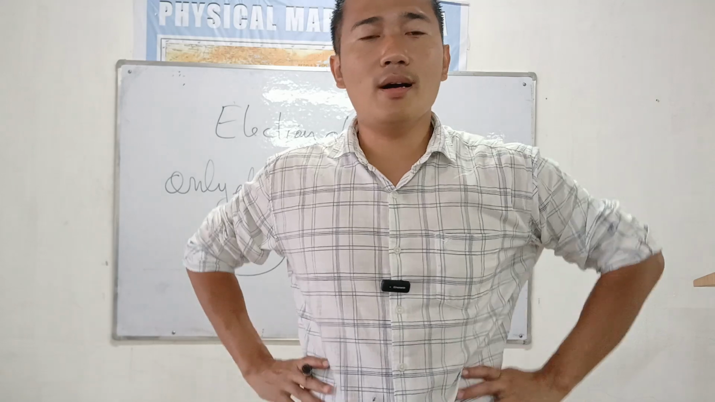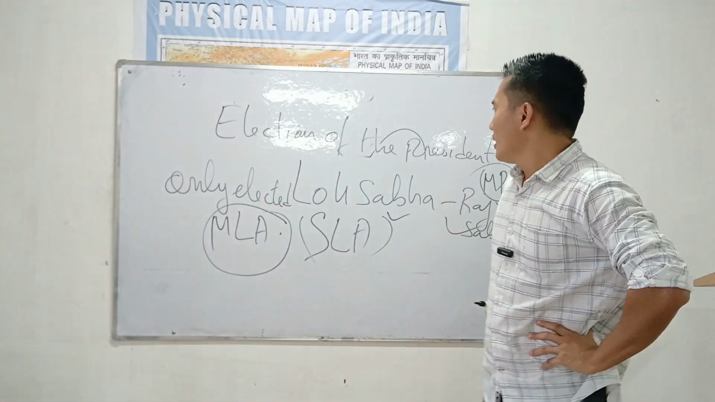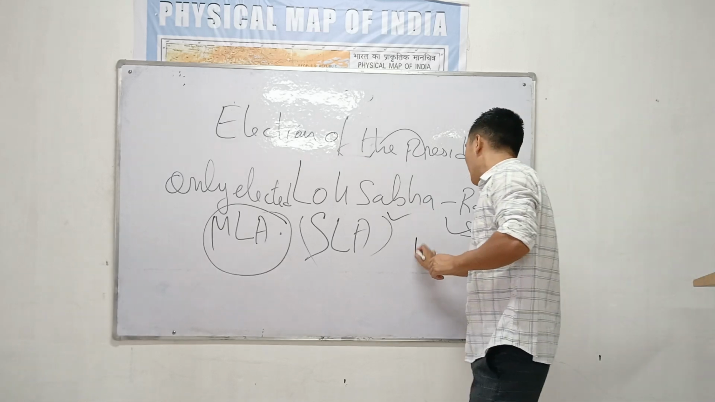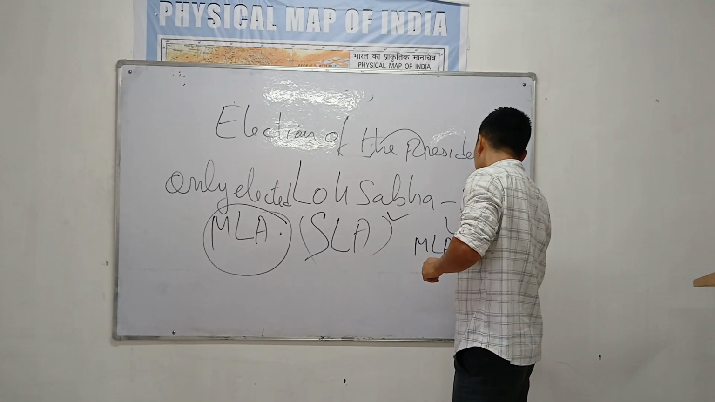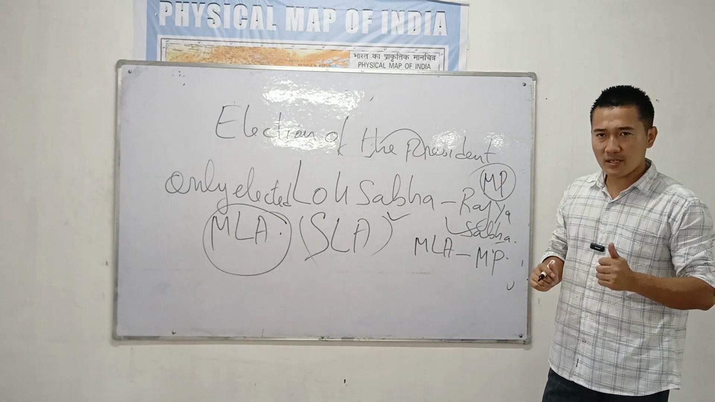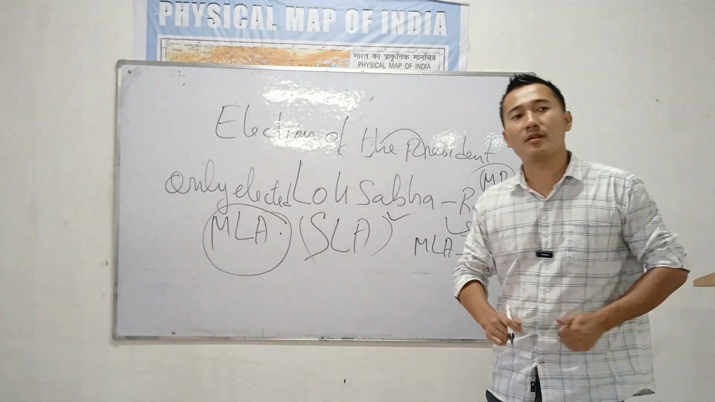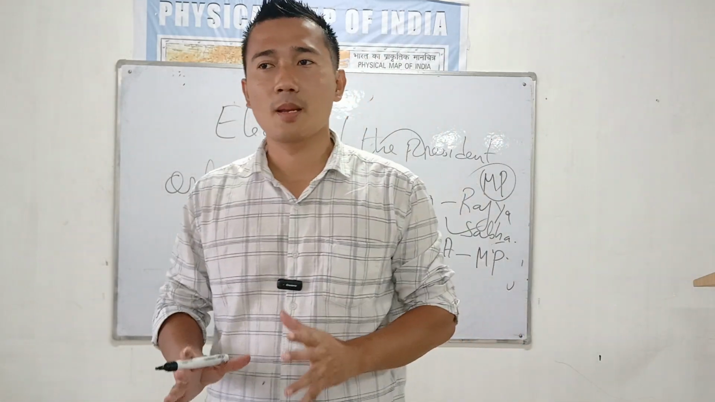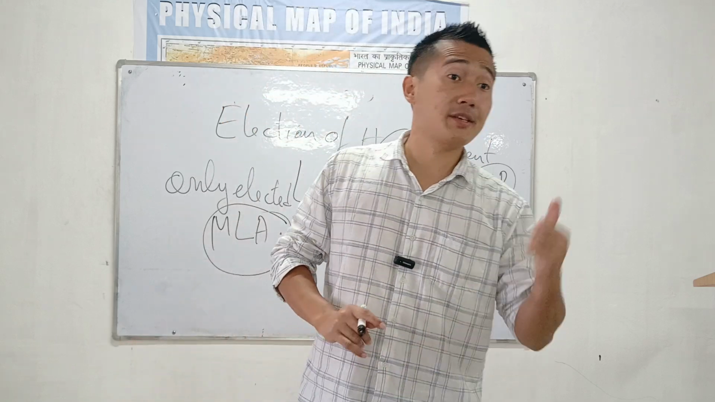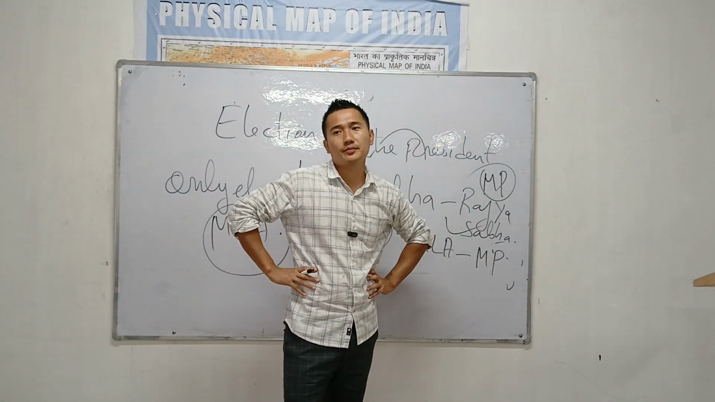Okay, so now there is a question in NBSC. Suppose we have an MLA, we have an MP, right? There was a question in NBSC. The vote of an MLA is greater than the vote of an MP. True or false? Every person will have only one vote in the elections of the President. Either you are MLA or MP, only one vote.